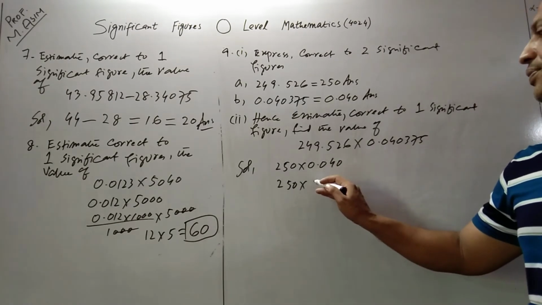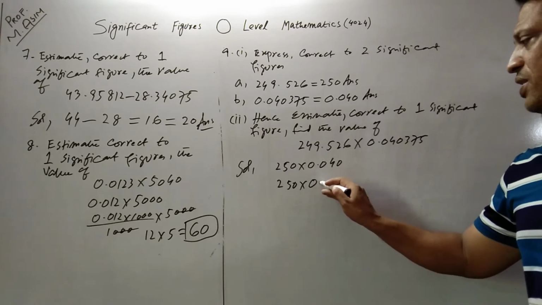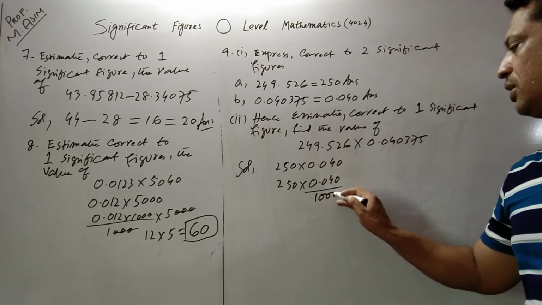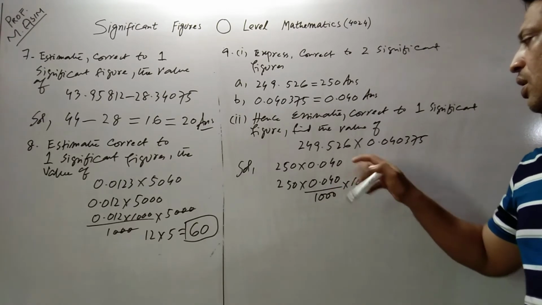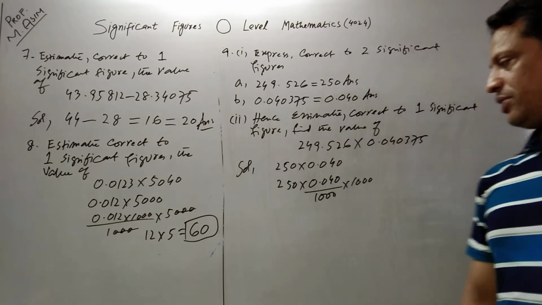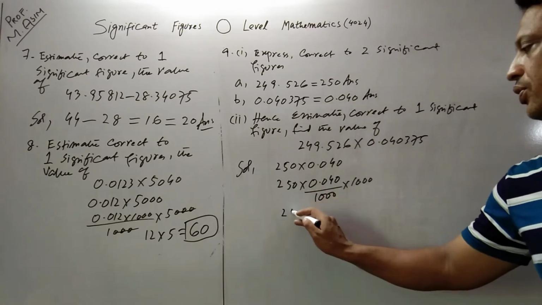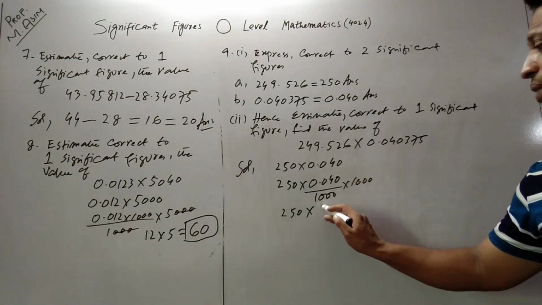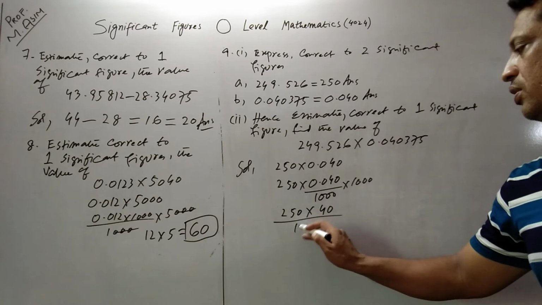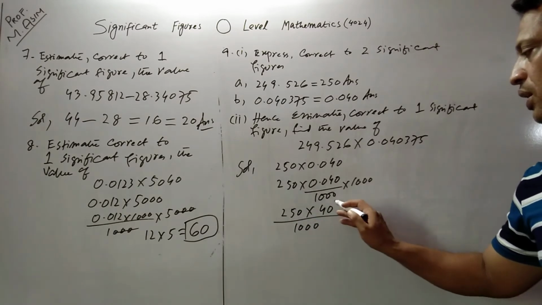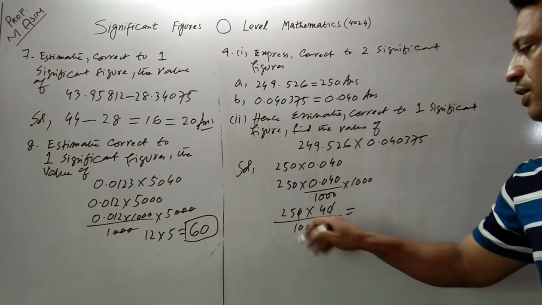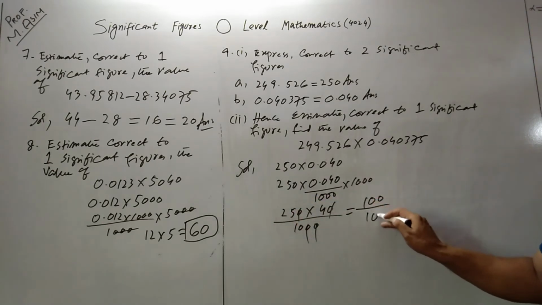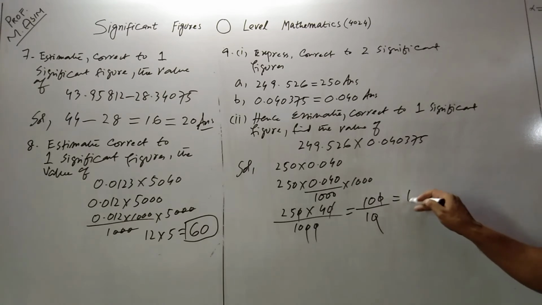So the answer is, we must multiply nearest to 3 decimal places, so we must multiply by 1000 and 10,000. 1 2 3, this is called 3 decimal places. So 250 into 0.040 multiplied by 1000 becomes 40 upon 1000. This 0 cancel by this 0, this 0 cancel by this 0. 25 4s are 100, 100 divided by 10. Again this 0 cancel by this 0, answer is 10.